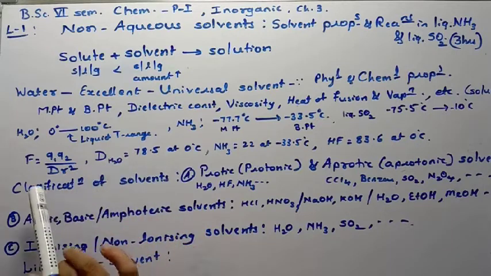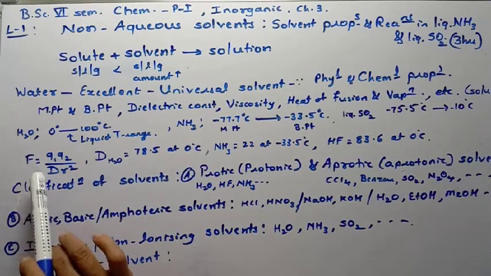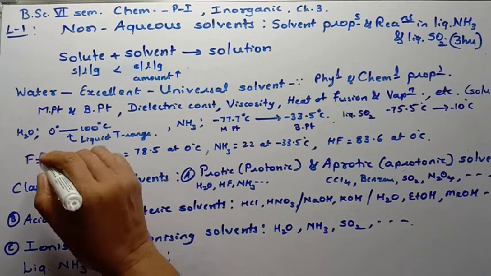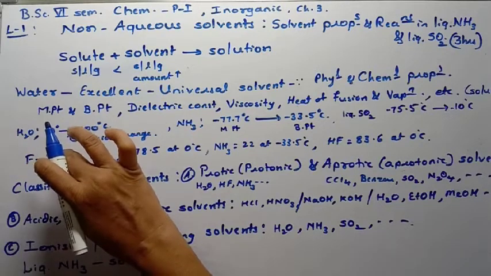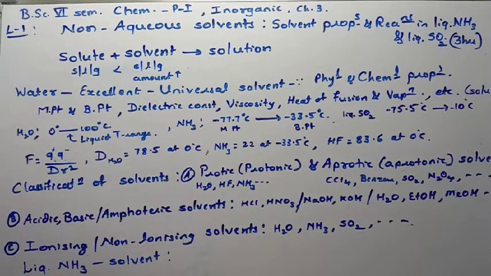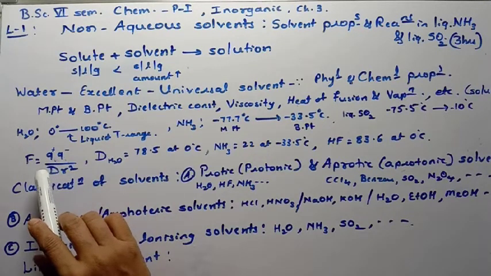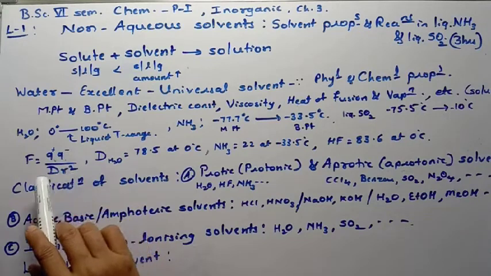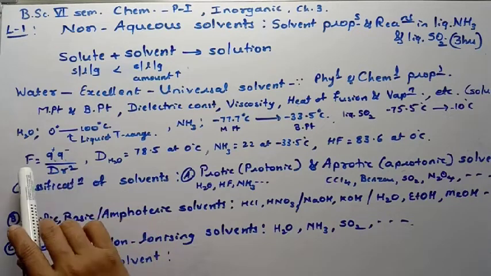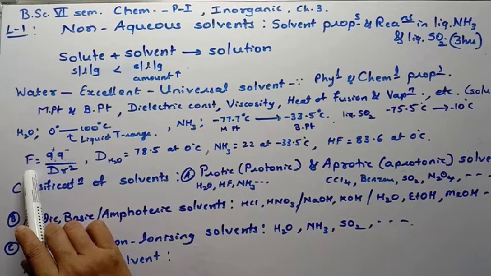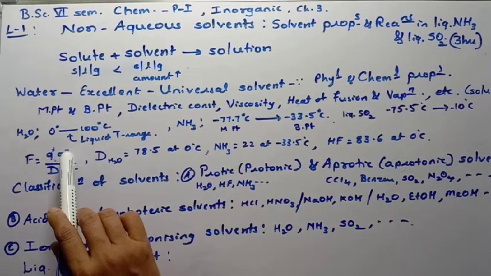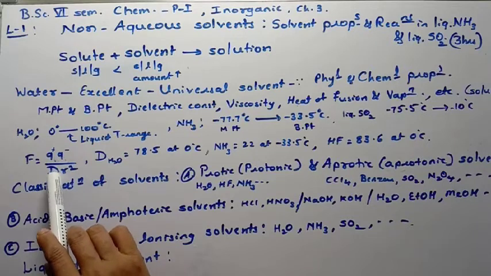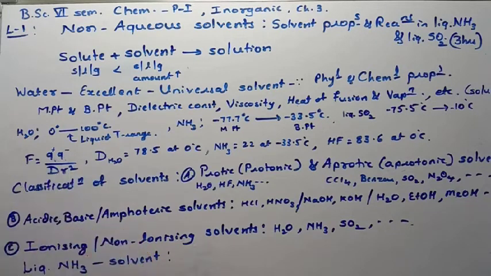The dielectric constant relates to the electrostatic force of attraction, which is given by the relation F = Q plus into Q minus divided by D r squared, where F is the force of attraction between the solvent molecules, Q plus is the positive charge on the positive ion, and Q minus is the negative charge on the negative ion. D is the dielectric constant, and r is the distance between the ions.